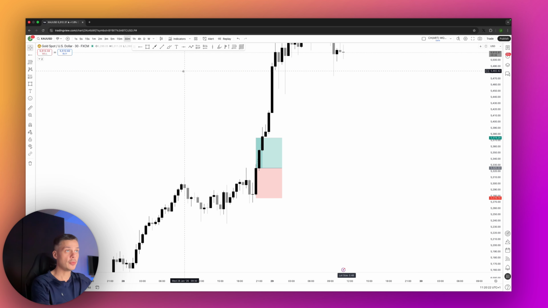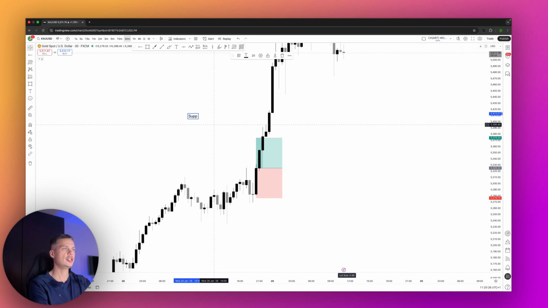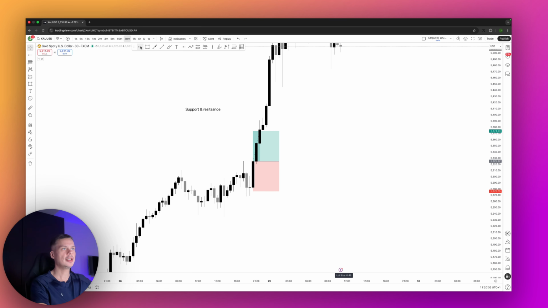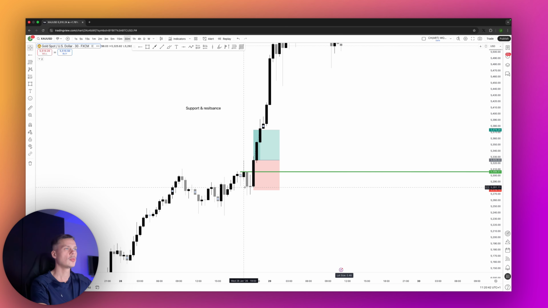The first step is we need to find our support and resistance zones. So we have support and resistance zones that we need to find. Don't mind my typos, you get the point. And how do I refine it? I use the horizontal ray and I find the body closures over here for a resistance zone. The same goes for the support zones.